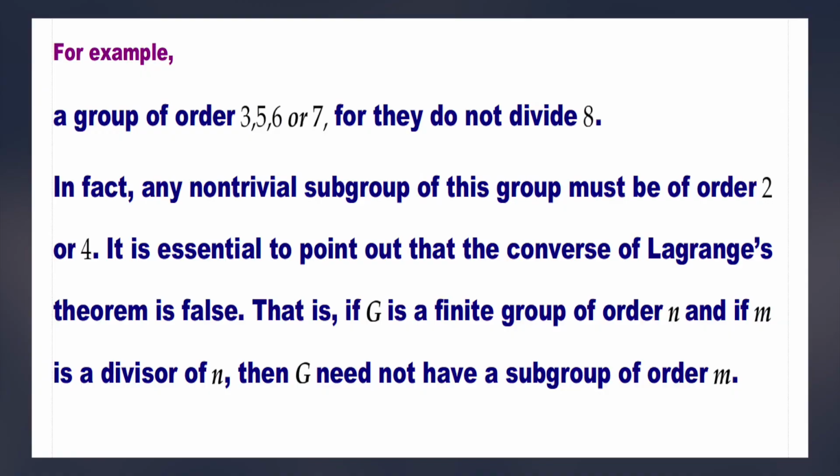Lagrange's theorem has many important applications in group theory. For example, a group of order 8 cannot have a subgroup of order 3, 5, 6 or 7, for they do not divide 8. In fact, any non-trivial proper subgroup of this group must be of order 2 or 4. It is essential to point out that the converse of Lagrange's theorem is false. That is, if G is a finite group of order n and m is a divisor of n, then G need not have a subgroup of order m.